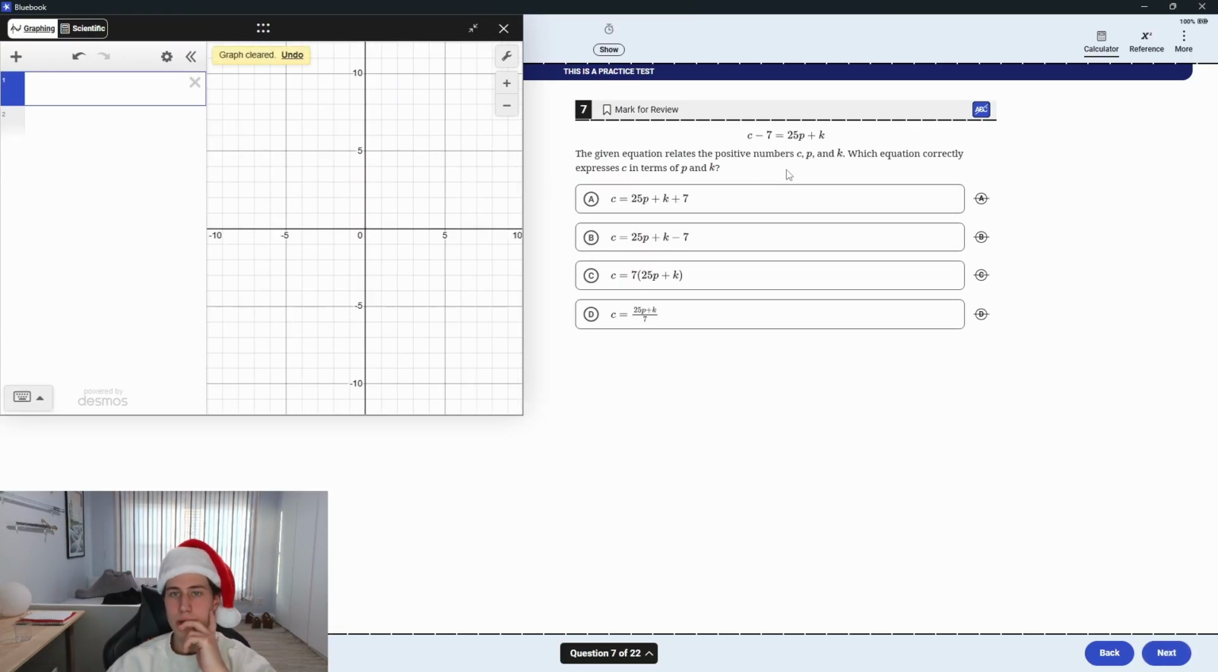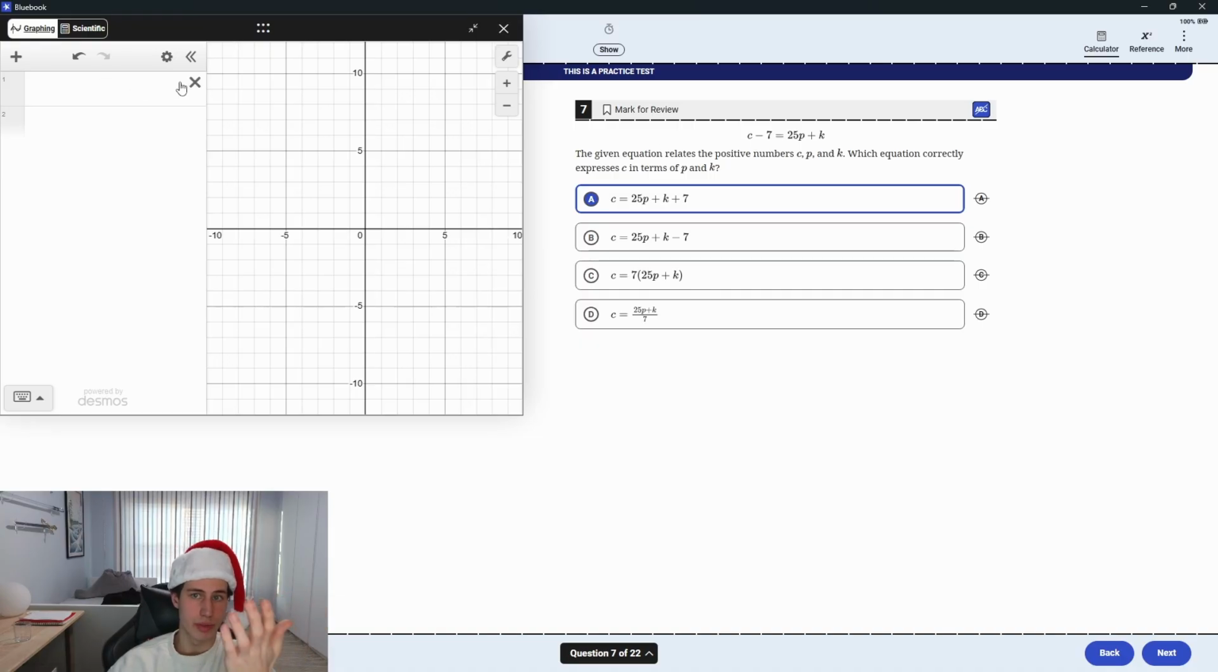Number 7. The given equation relates the positive numbers c, p, and k. Which equation correctly expresses c in terms of p and k? So, honestly, the best way to do this is literally just add 7 to the other side. And you get c equals 25p plus k plus 7. So, that's just the best way to do it. Obviously, you can throw it into Desmos, put in random numbers for c, p, and k, and then just see if you get the same answer. But if not, this is probably the easiest way.